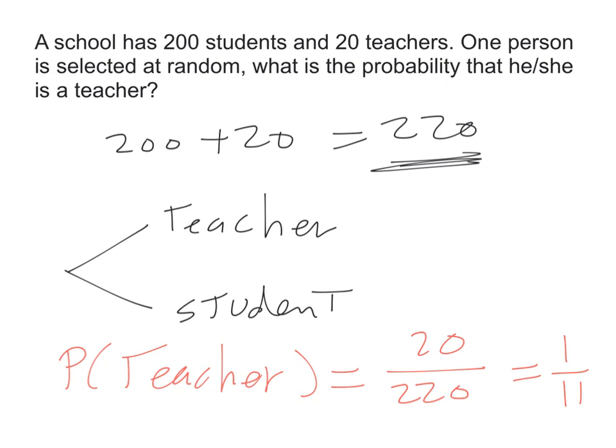And this is another example of using the classical probability of an event. So an event that has 20 outcomes divided by the total number of outcomes, which is 220. This will give you the probability of the event. Let us see another example.